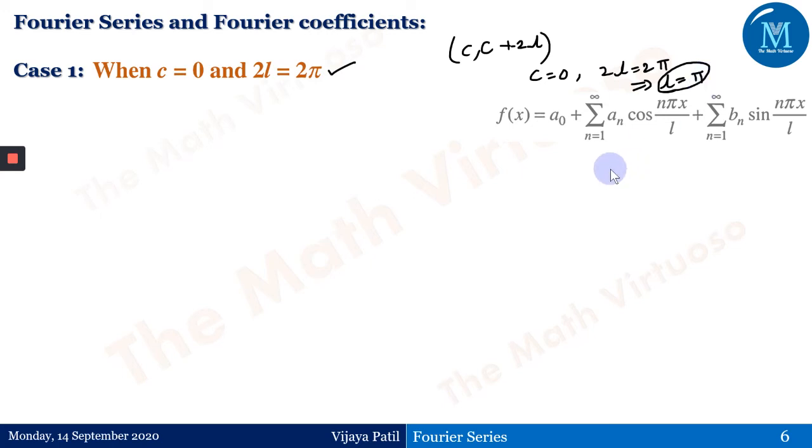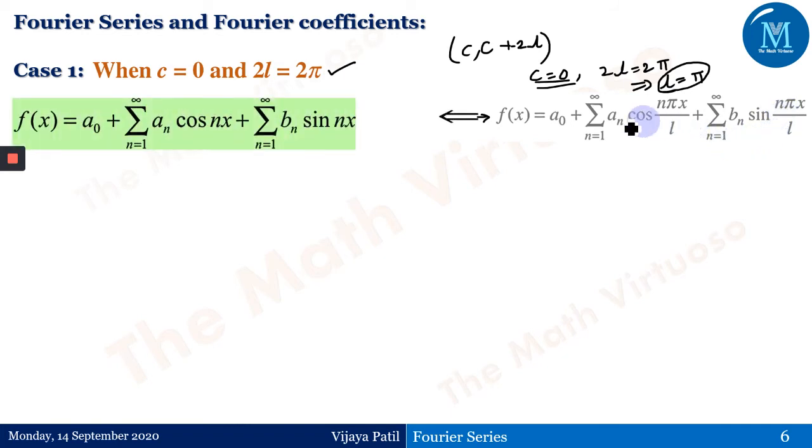If you observe this series, there is no c involved, so we do not have to worry about the value of c. But yes, we need the value of L. The value of L is equal to pi, so in cos of n pi x by L, this pi and this pi will go off. Similarly, the pi will go off from the sine angle and the series remains f of x equals a0 plus summation of an cos of nx plus summation of bn sine of nx.